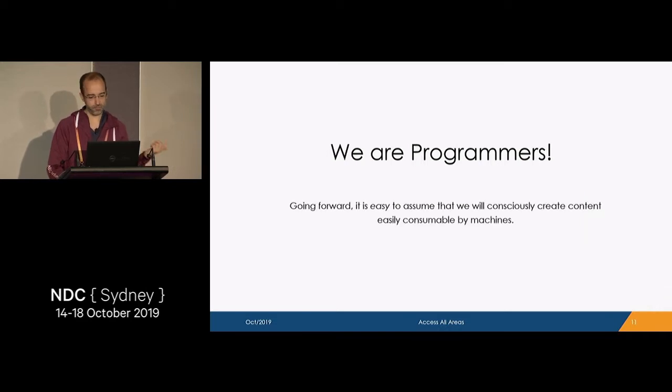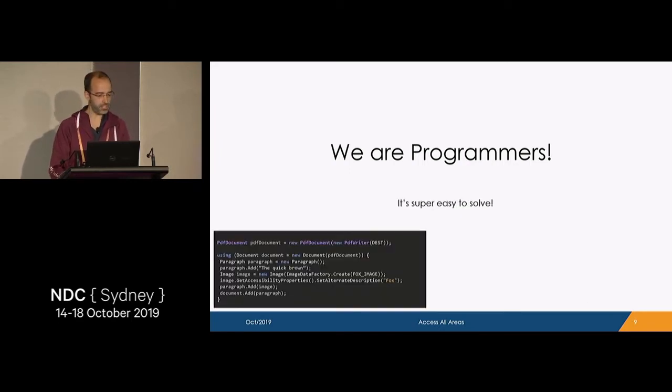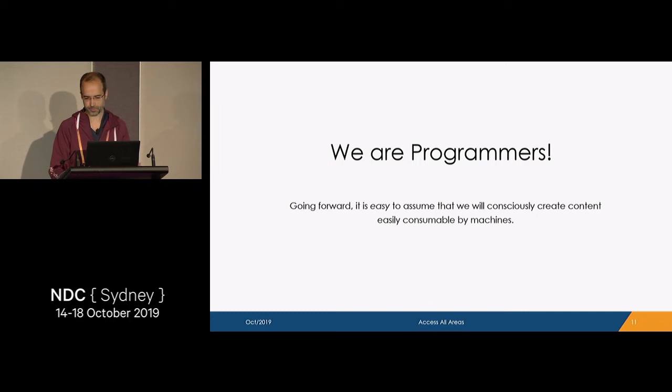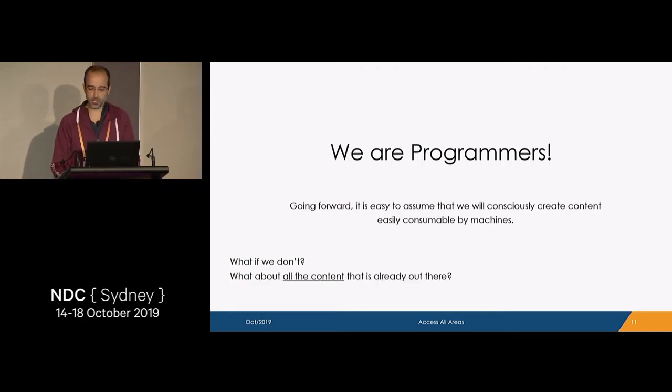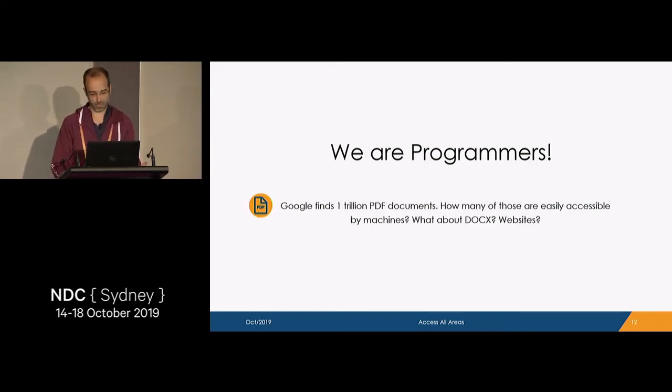Going forward, maybe it's easy to assume that we can create documents that will be easily consumable. Let's just use this kind of piece of code. Let's consciously put alt descriptions on our web pages, etc. But what if we don't? We're lazy. I know I'm lazy. Developers are lazy, if we're honest about it. But most importantly, what about all the content that's already out there? If you Google for PDF documents, there are more than 1 trillion PDF documents out there. How many of those are accessible?